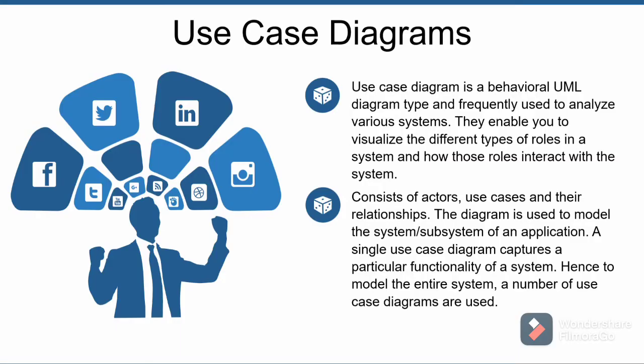Now let us proceed to use case diagrams. A use case diagram is a behavioral UML diagram type and frequently used to analyze various systems. They enable you to visualize the different types of roles in the system and how those roles interact with the system. It consists of actors, use cases, and their relationships.